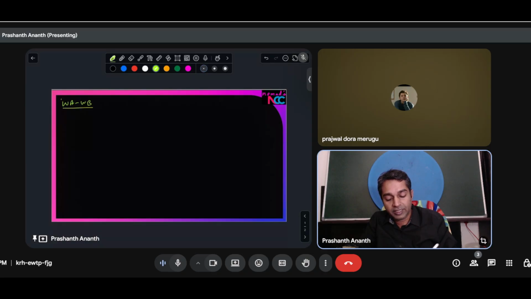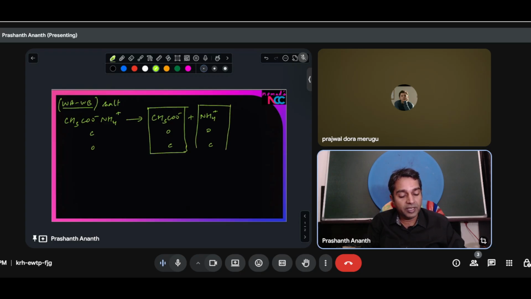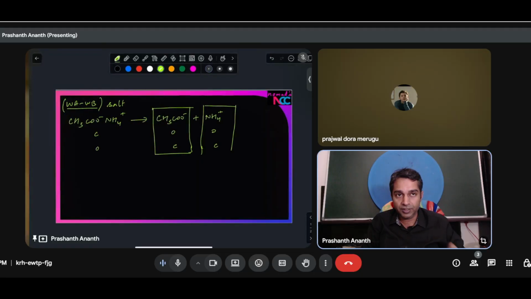If I have a weak acid, weak base salt, like say CH3COO minus NH4 plus, this is an ionic system which will dissociate completely to become CH3COO minus ions and NH4 plus ions. So this would have been C, 0, 0, this will become 0, this will become C and C. So in the solution we are going to have conjugate base and conjugate acid. Both of these are stronger than water respectively as base and acid, so they will react with each other.